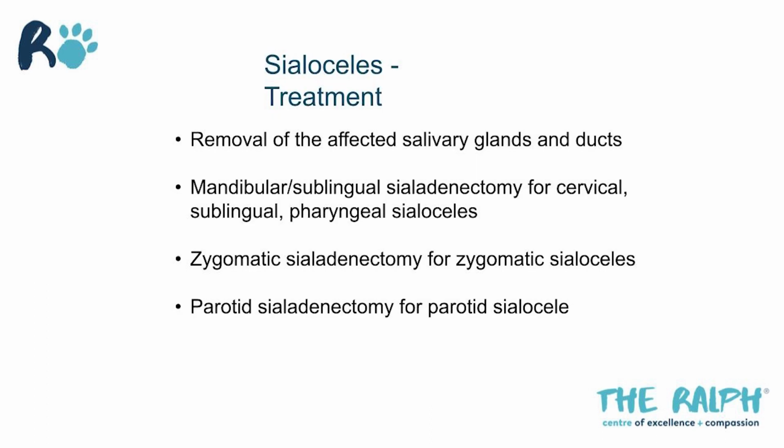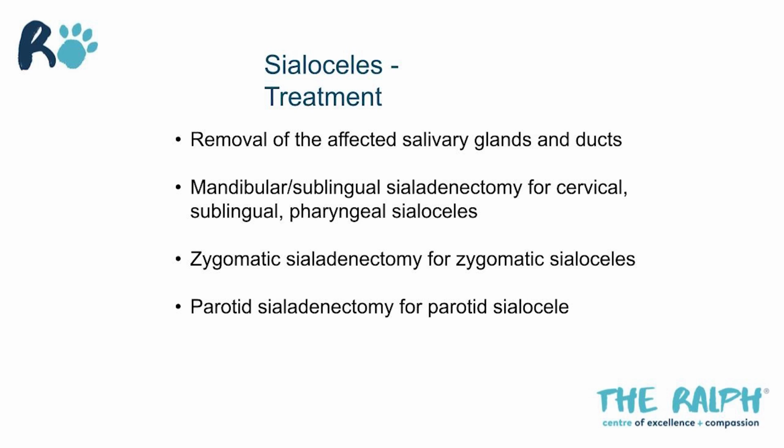With regards to the treatment, sialadenectomy is the best option with the best outcome. Draining the sialocele is not going to resolve the problem. The sialocele will recur eventually at some point. So for the cervical sialoceles, the ranulas and the pharyngeal sialoceles, we do mandibular and sublingual sialadenectomy. For the zygomatic sialoceles, we remove, obviously, the zygomatic salivary gland, and for the parotid sialoceles, the parotid salivary gland.